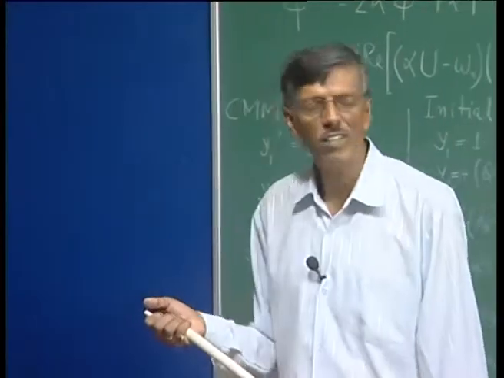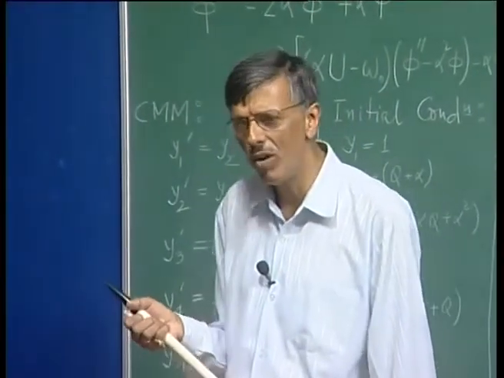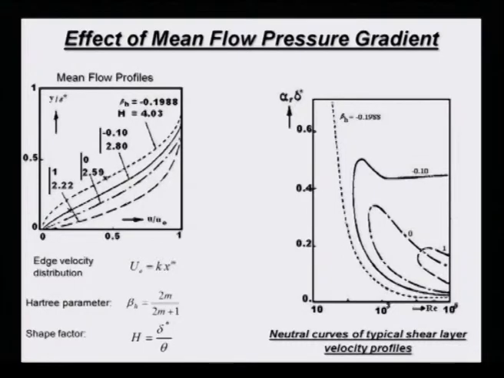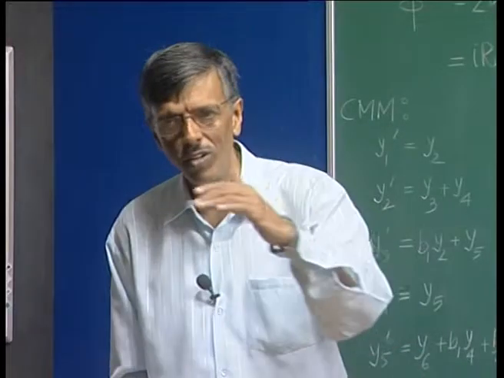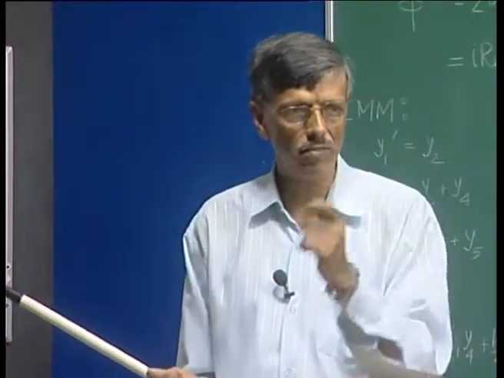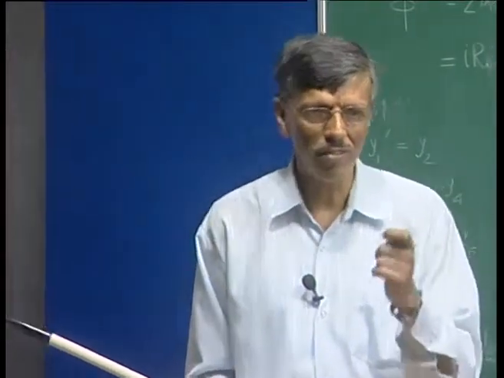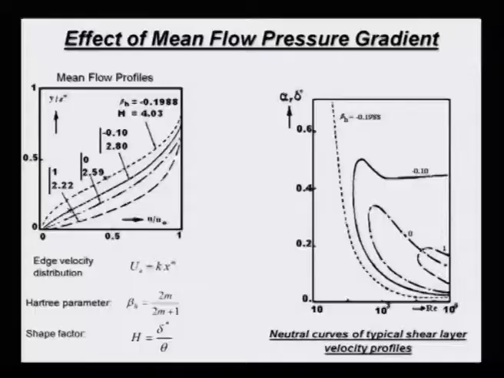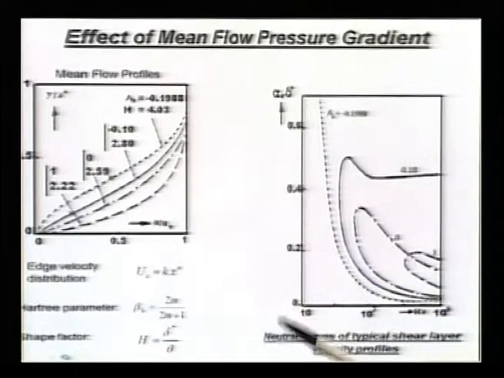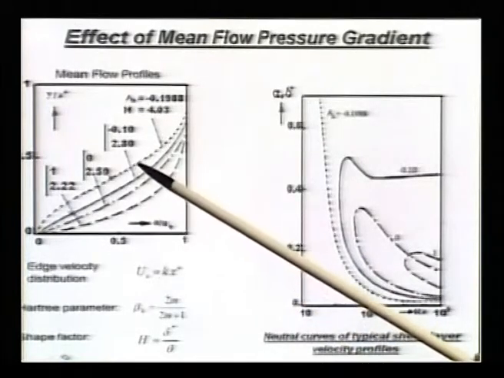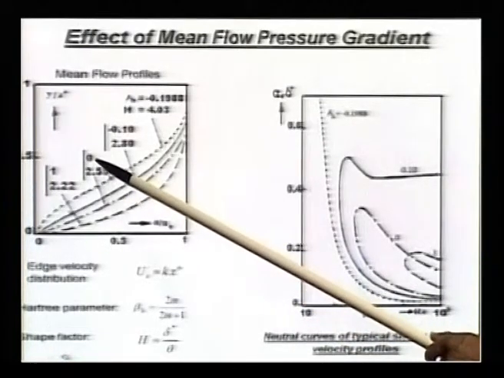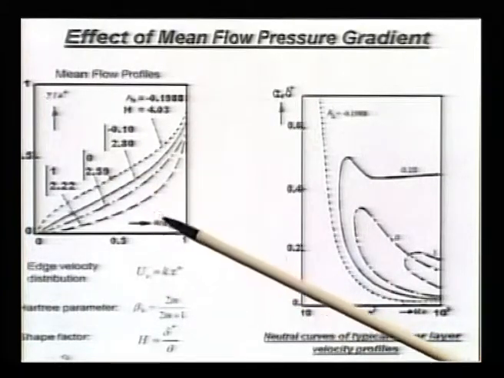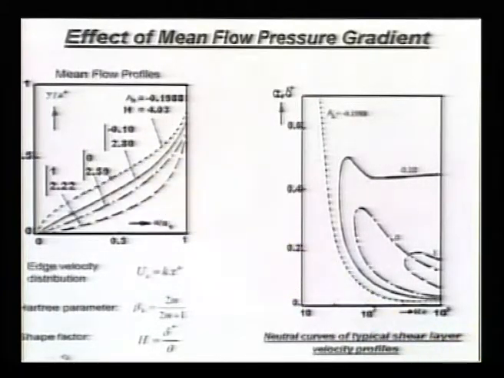You are going to get a variable pressure gradient flow, and what we are then talking about is a different mean flow profile. As we go along over the wing at different stations, we are going to have different mean flow profiles, and here are some profiles plotted for your benefit. Now, this one here indicated by 0 and 2.59 actually is your zero pressure gradient boundary layer.